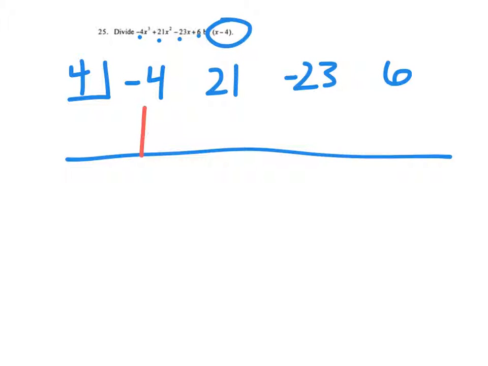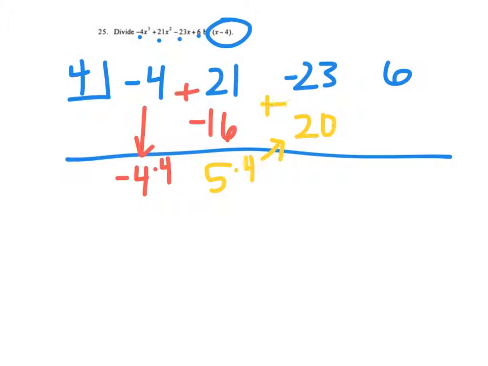We're going to bring down the first number, so bring down your -4, and then multiply by the number in the house. So I'm going to do 4 times -4, gives me -16, and then we are going to add. And when I do 21 minus 16, I get 5. Again, multiply by the number in the house, times 4. When I do that, I get 20. We're going to add those together, and I get a -3.